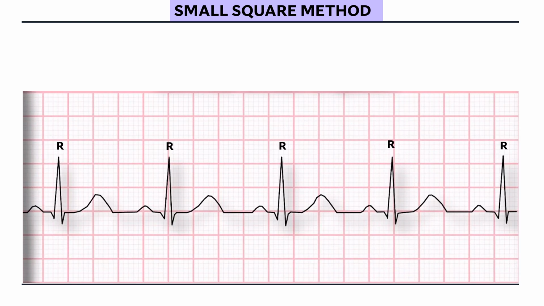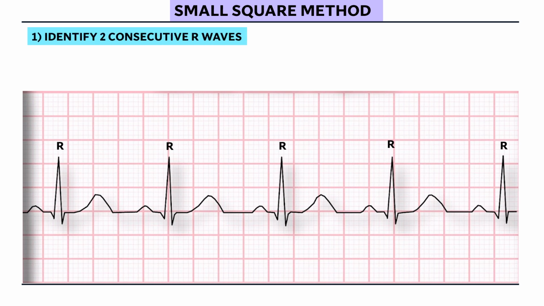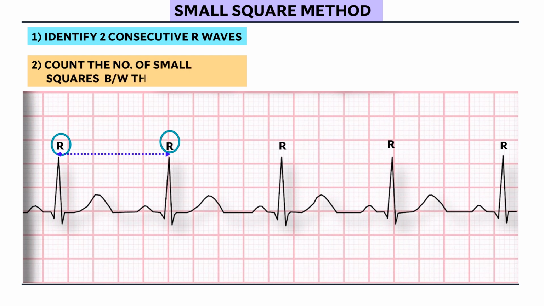The second method of calculating the heart rate from the ECG is the small square method. So here we have the ECG and the first step is to identify two consecutive R waves, which we also did in the big square method. The next step is to count the number of small squares between these two consecutive R waves. So here we have 22 small boxes between these two R waves.